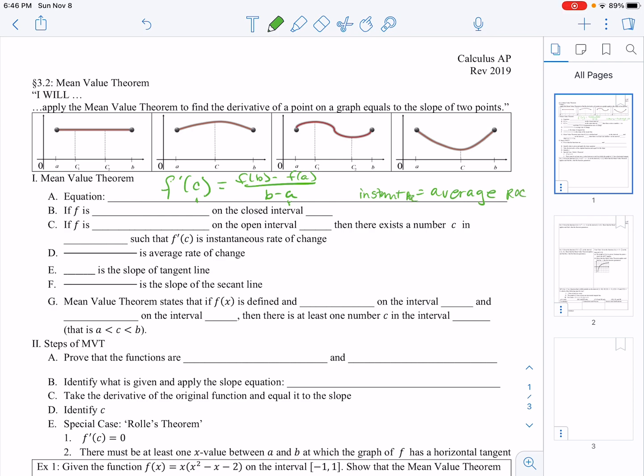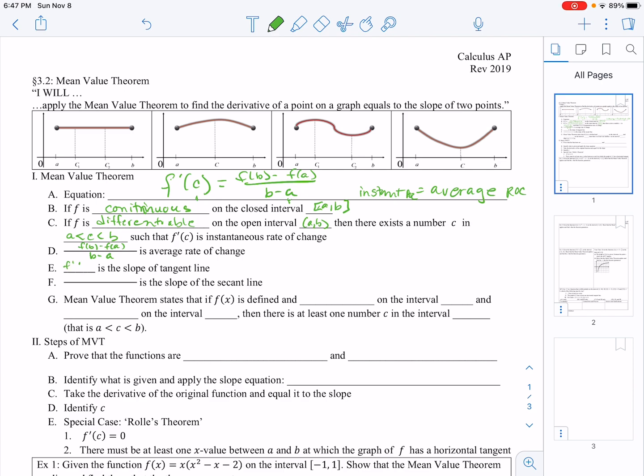All right, it says f is continuous on the closed interval ab and is differentiable on the open interval ab. Then there exists a number c in ab such that f prime of c is the instantaneous rate of change. f of b minus f of a over b minus a is the average rate of change.